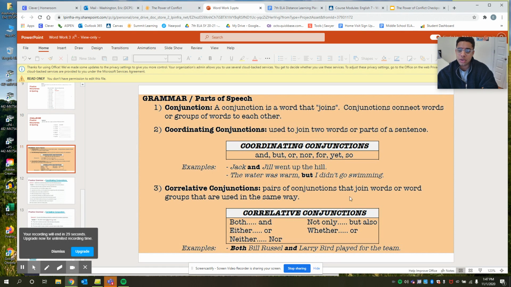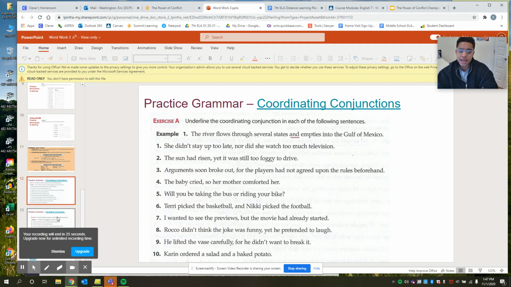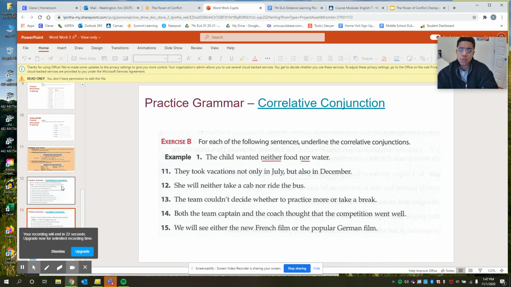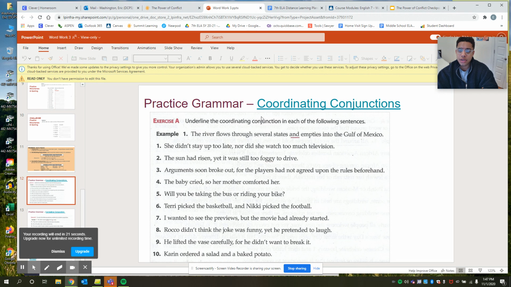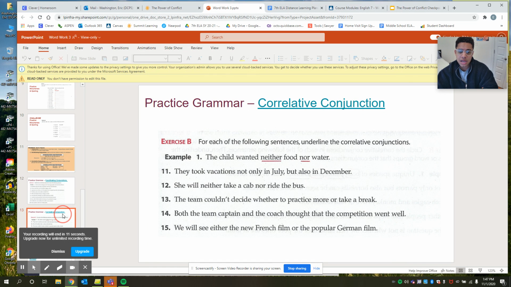It's so important that you use this slide to help you with slide 12 and slide 13, because on slide 12 you're going to be identifying and underlining coordinating conjunctions, and you'll use the drawing tool to do so. So underline the coordinating conjunctions, and then here you'll underline the correlative conjunctions, and there's always going to be 2 underlines per sentence here. All right, best of luck.